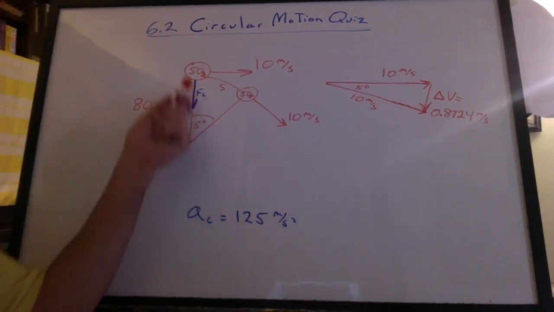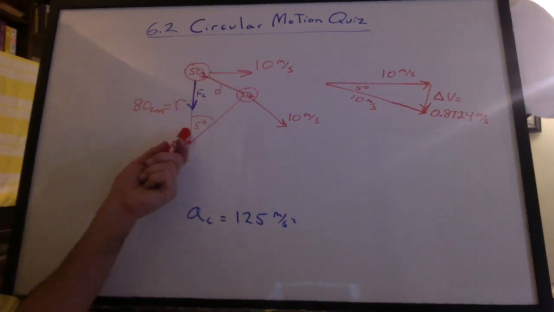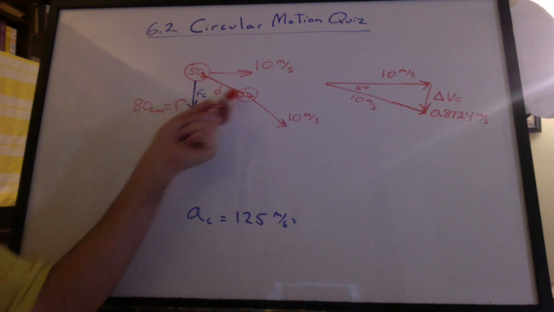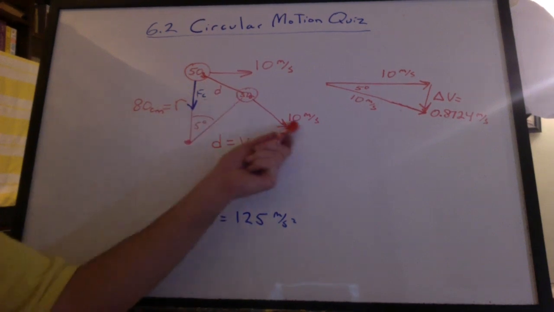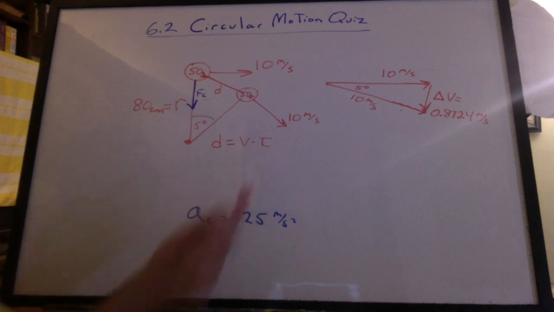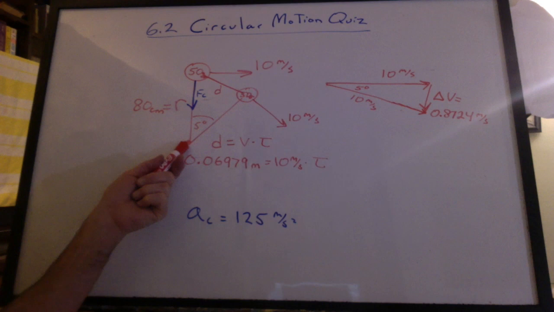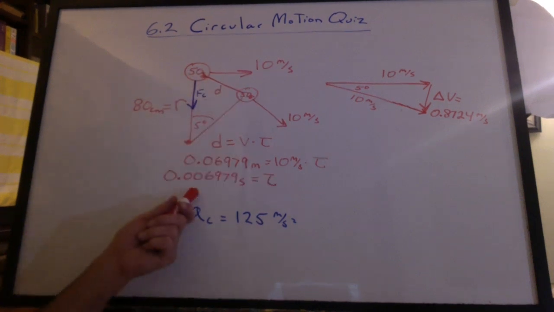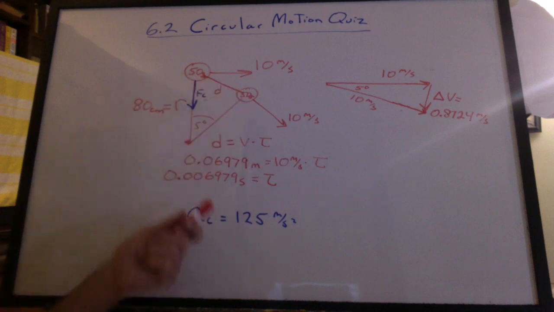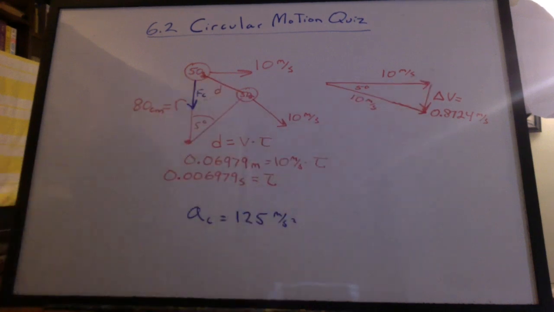Now we'll see how long it takes to travel this distance. For a small angle, we'll approximate this to be a straight line. If I know the distance and I know the velocity, I can get the time. I get the distance by doing an isosceles triangle and solving for the distance. And here's the time it takes to go from here to here. Well, that's the same time it's going to take for this change in velocity to occur.